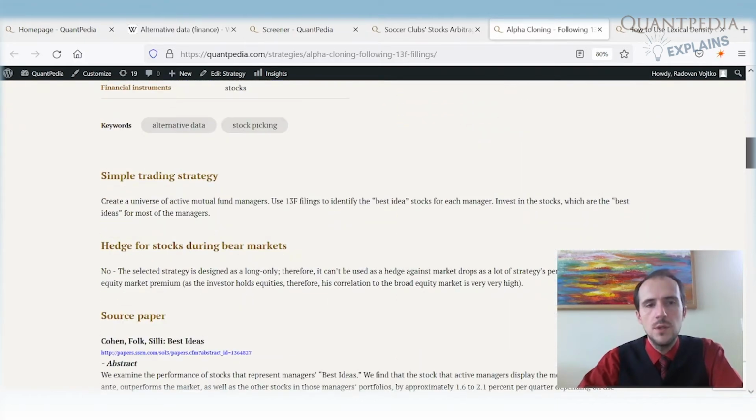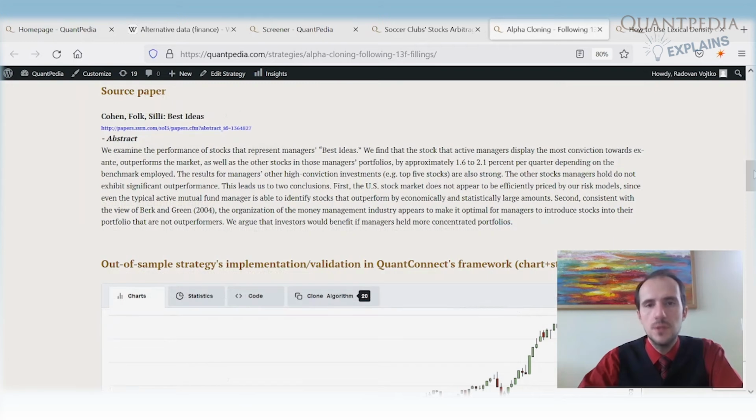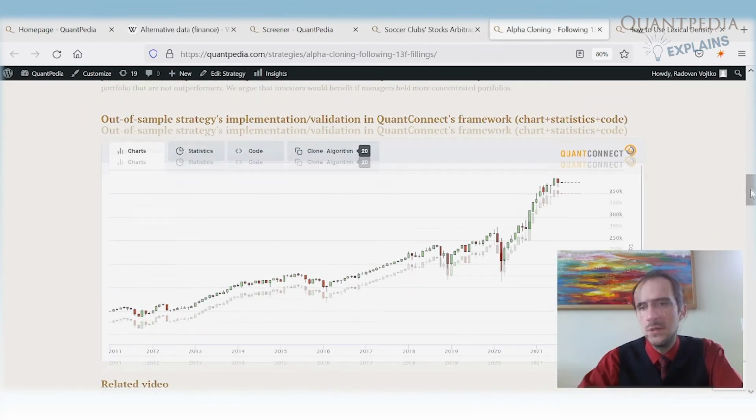How can you do it? We can grab 13F filings, and we can identify the best idea stock for each manager. We can build a universe of active mutual fund managers and identify the best idea, the stock that has the highest weight in the portfolio, and we can invest in the stocks for most of the managers or for the managers that we think are the best. There are a lot of academic papers showing that this is a very interesting way to clone the performance of really outperforming managers. And we can see that the strategy is highly profitable.